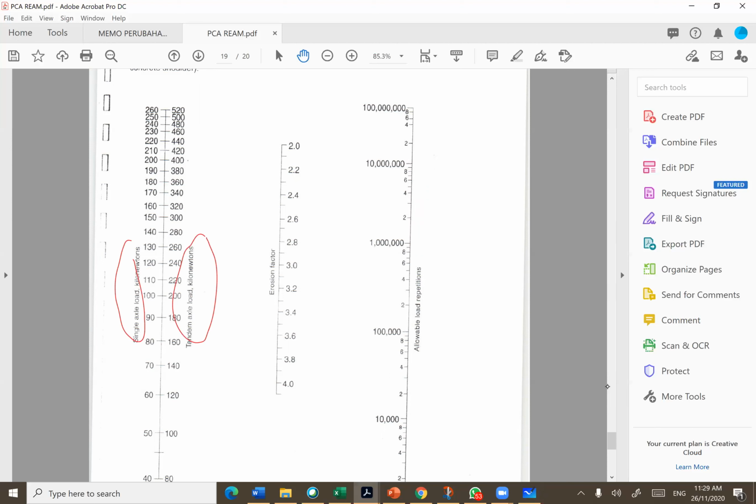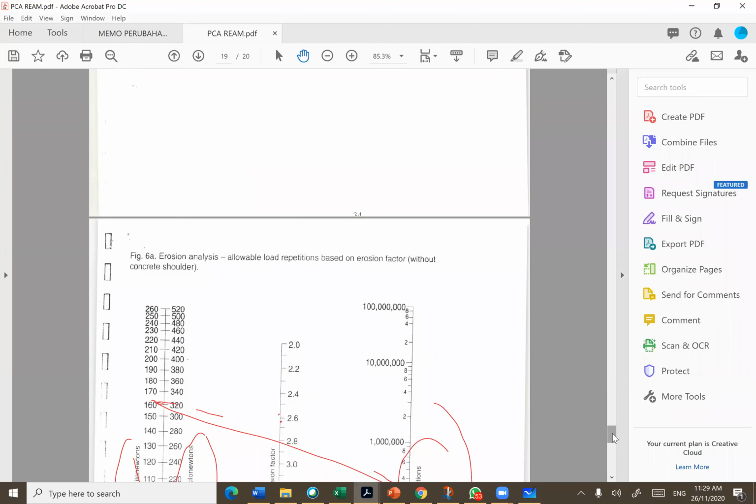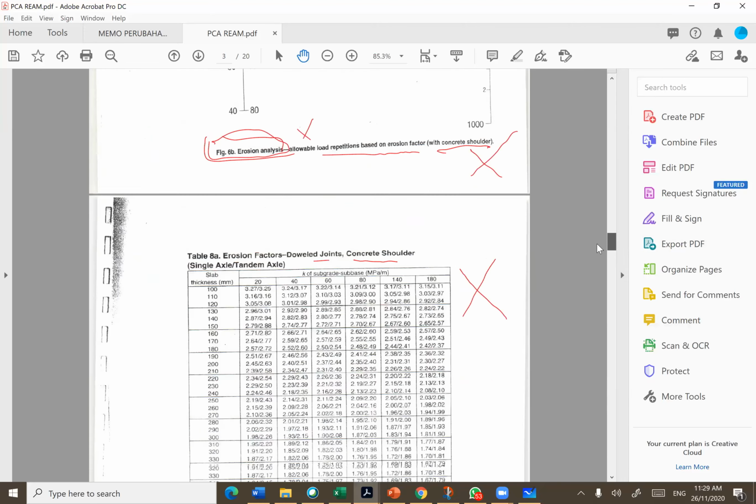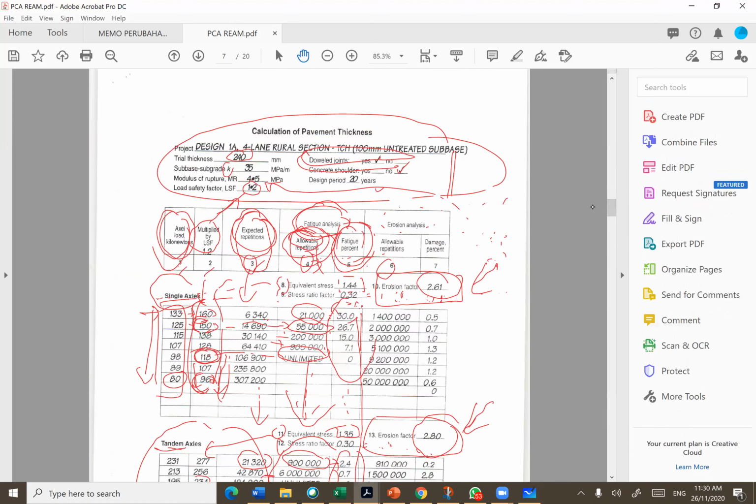Let's say for our single, the first one is 160 kilonewton for the single axle, and the erosion factor is 2.61. You draw a straight line from 2.61 to the allowable load repetition and read the value there. You should get roughly, for the first value of 160, 1,400,000 allowable repetitions. Okay, did you get it?